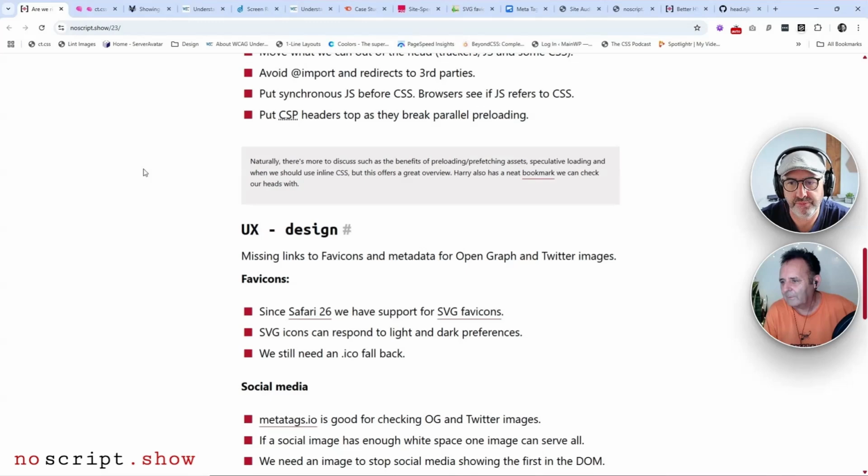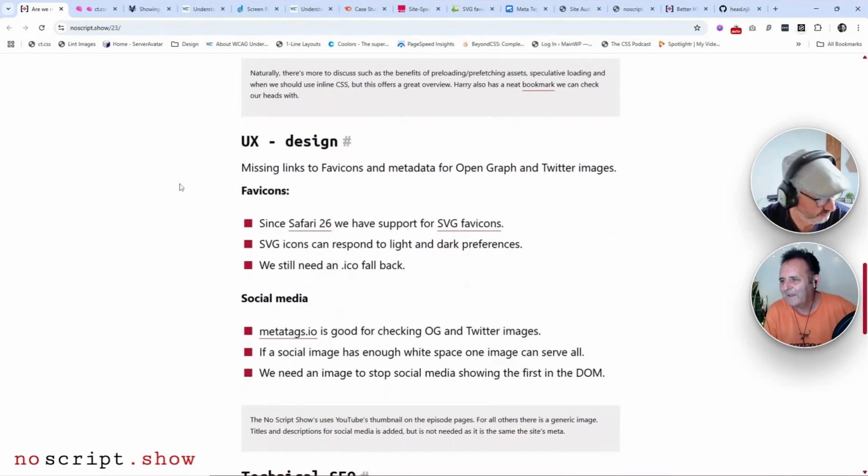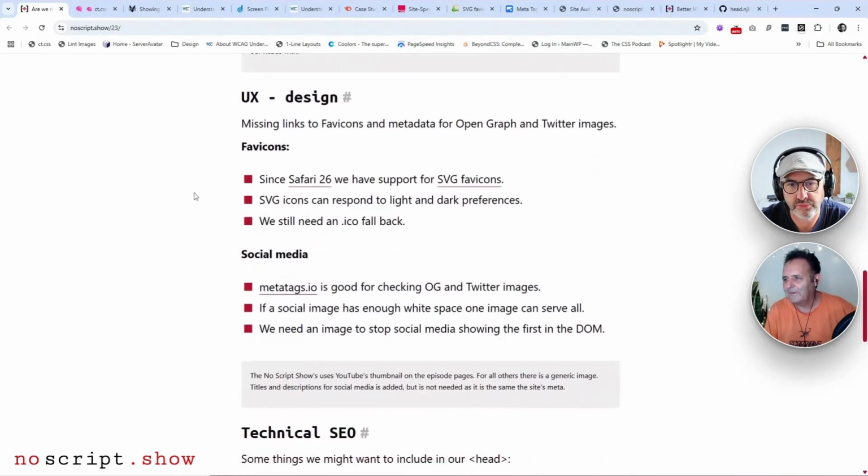Anyway, we won't get into that any further. Let's move on to the next thing. So, the UX design side of things. There's an element of design that comes into our heads, even though users don't see it. We have favicons and we have our metadata for our social networks, Open Graph and Twitter images, or X images, as they maybe call it now. So there's a bit of news on that.